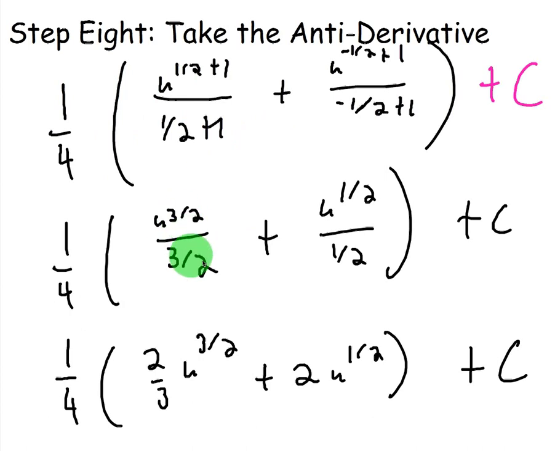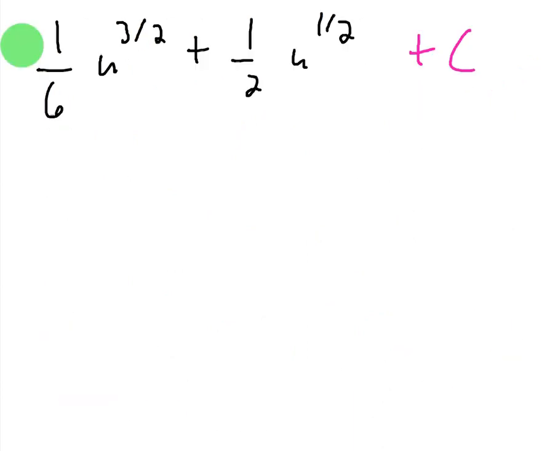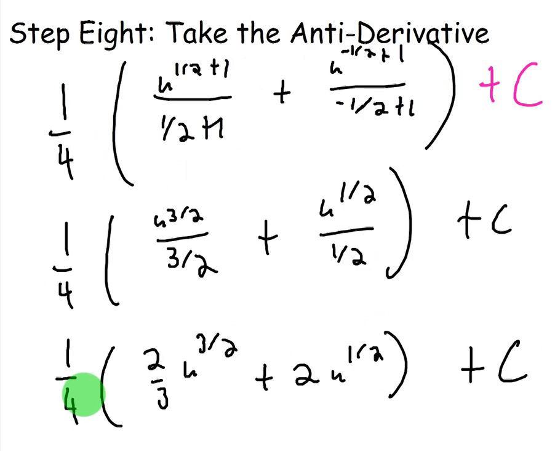So it'll be u to the 3/2 over 3/2 on the left, and u to the 1/2 divided by 1/2 on the right. Again, don't forget your 1/4. This will simplify to 2/3 u to the 3/2, and this will simplify to 2 u to the 1/2. Don't forget your plus c, and then you can just distribute this 1/4 back in. So you're going to get 1/6 u to the 3/2 plus 1/2 u to the 1/2 plus c. And again, that's 1/6 because it's 2 over 12, which is 1/6.